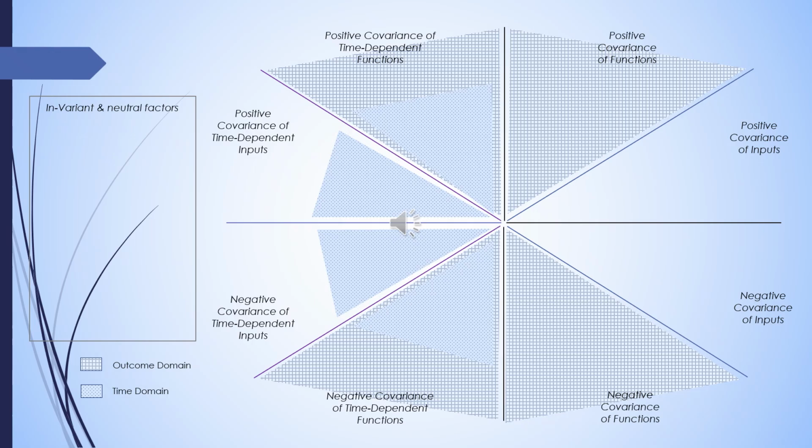Now we replicate this exact logic for time-varying elements. You get positive and negative covariance of time-dependent inputs and positive and negative covariance of time-dependent functions. These areas are used when inputs or outputs fluctuate over time, and their increase or decrease changes the scenario's effectiveness dynamically.